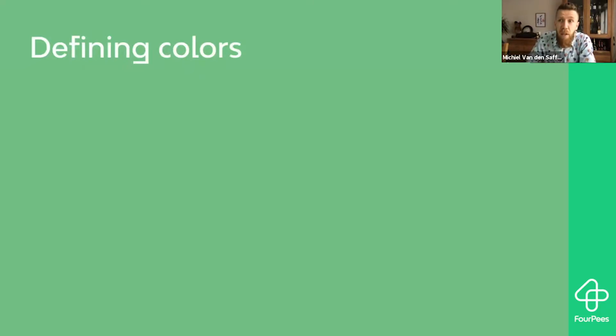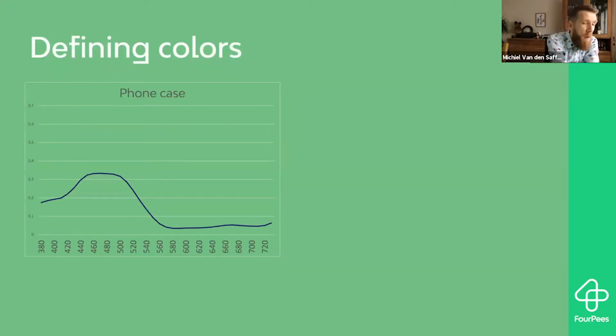Another way to define colors is to use those curves that we had before. So you remember my phone case, right? My phone case is this color, if you can see my camera. That was the spectral reflectance curve of my phone case.